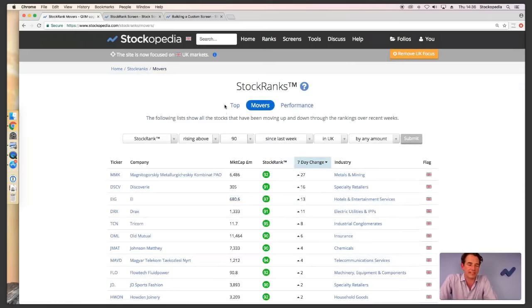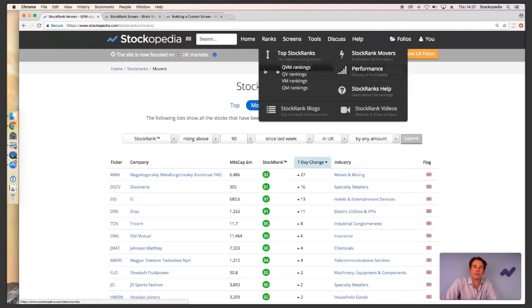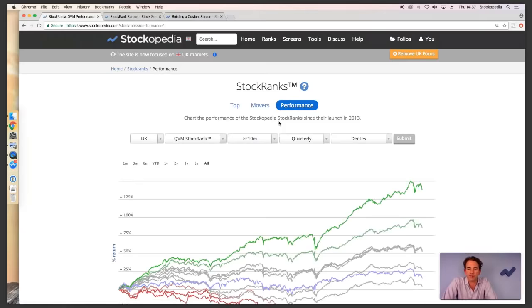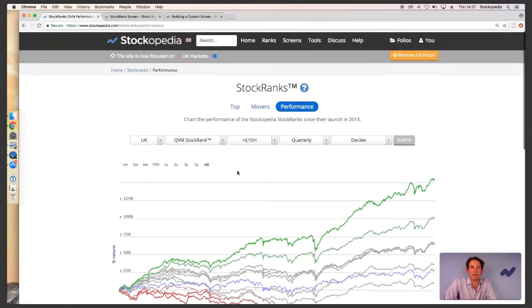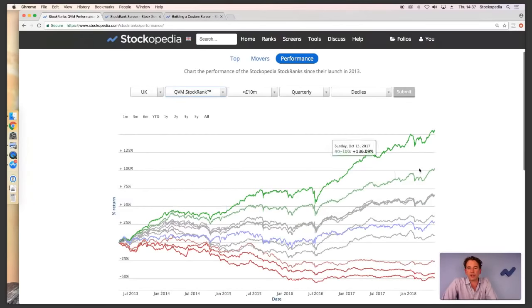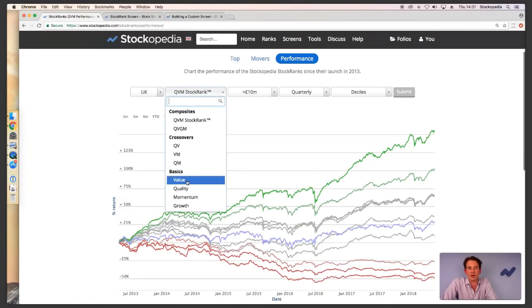The other part of the StockRank portal is the performance page. Again, it's available here from the performance dropdown, or on any of the tabs when you're on any of the main StockRank pages. And you can dig a bit more deeply into individual rankings and look at the performance charts over the last however many years.